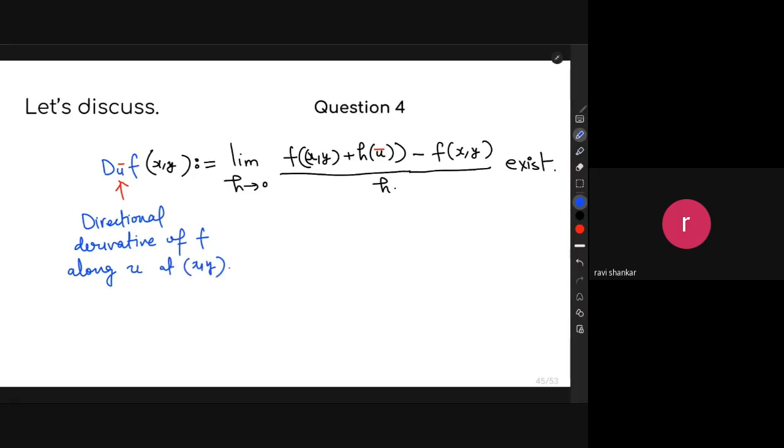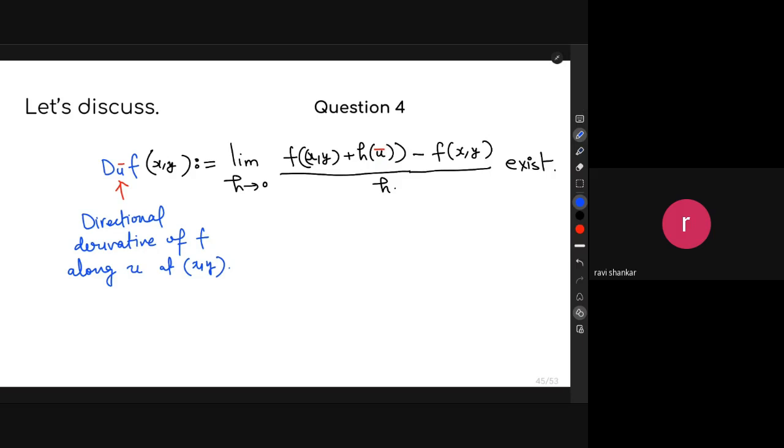Okay, so this will be the directional derivative of f along u at x comma y. Now, how do we see it geometrically? How do we see it in picture? In picture, it has a very good description. Let me explain that to you also, so that it will be clear in your head what we mean by directional derivative.